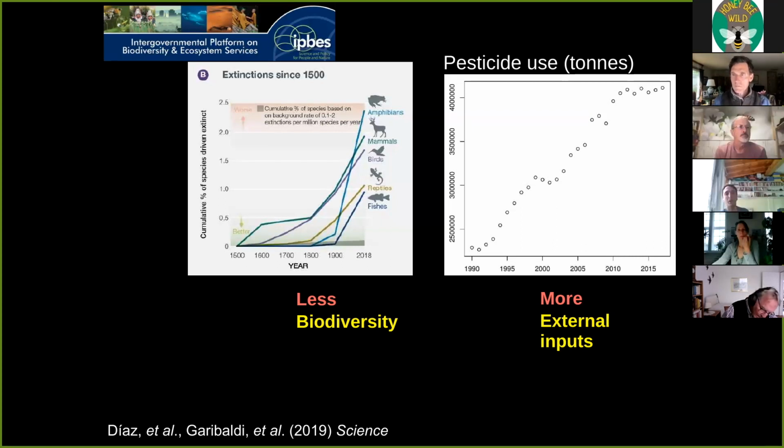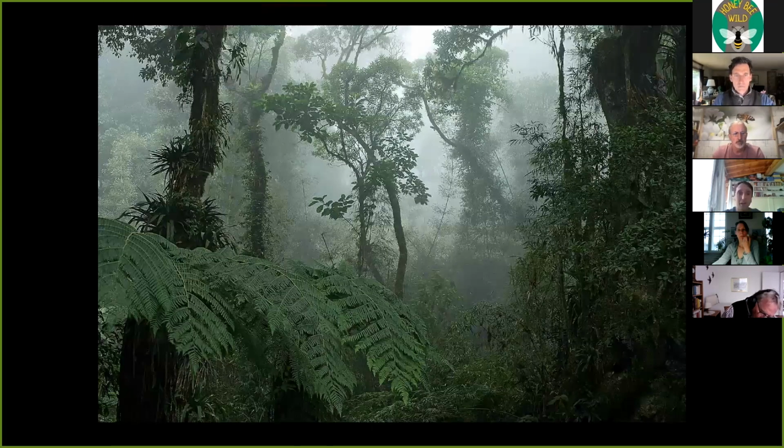So on the one hand, we have a global loss of biodiversity, and on the other hand, we have a global increase of external inputs almost everywhere. So, the main cause of biodiversity loss is what we call land use change, which is simply transforming these natural and semi-natural diverse habitats into monocultures.